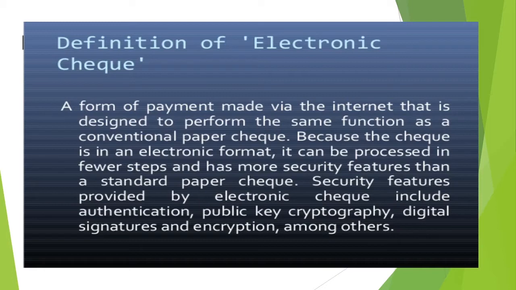It is a form of payment made via the internet that is designed to perform the same function as a conventional paper check. A digital check is like a conventional check and is enabled with a digital signature. The name of the party to whom we pay, the amount in words, everything is the same. It has authentication, it is developed with cryptography and enabled with digital signatures, and it is encrypted so that it cannot be seen by others.